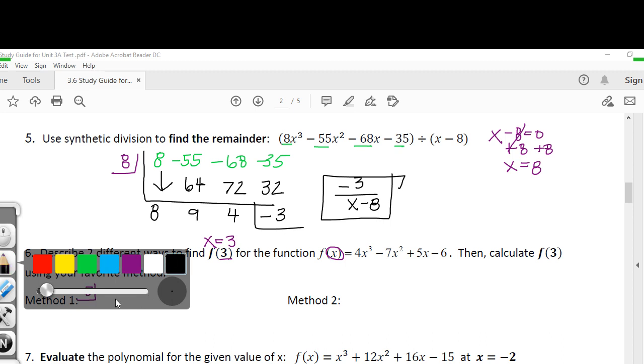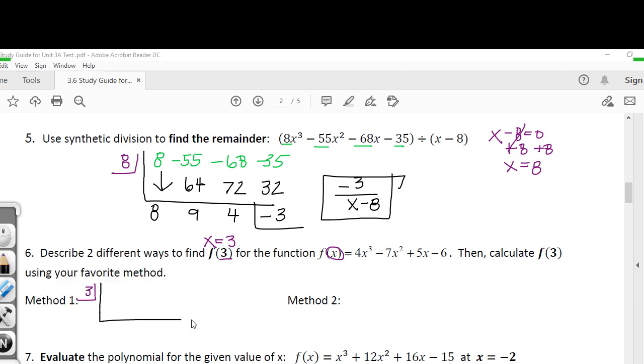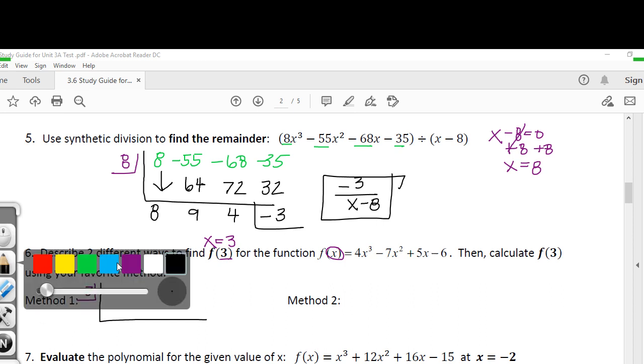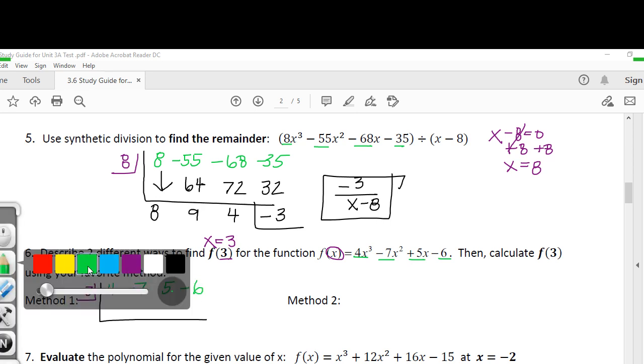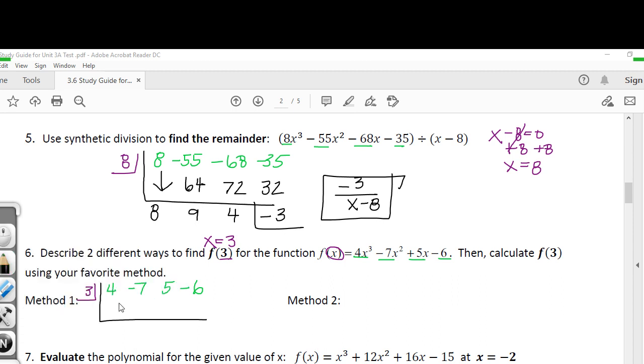I'm going to go find my coefficients of my function. So I have cube, square, 1, none. So I don't have to worry about any zeros. So I have 4, negative 7, 5, negative 6. I'm going to drop my first number, which is 4.